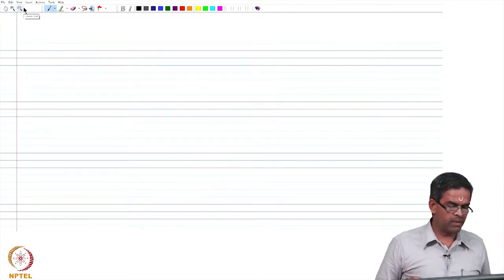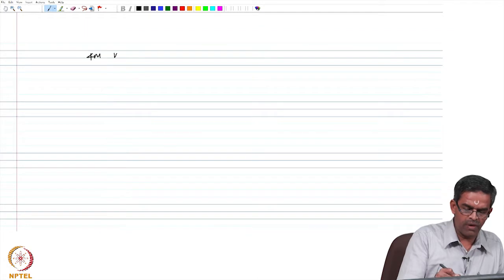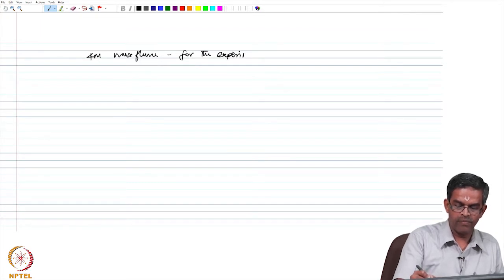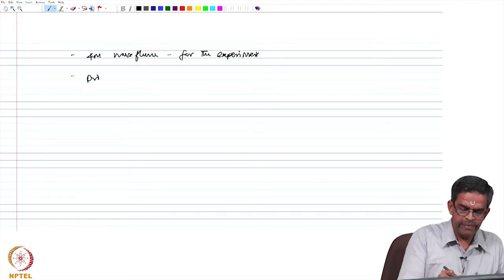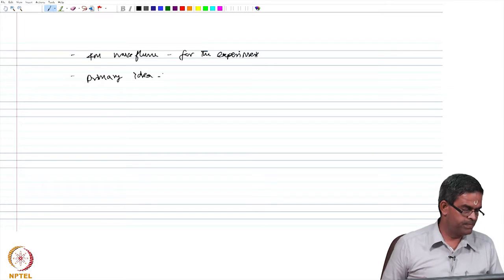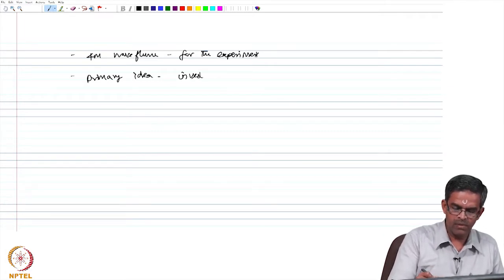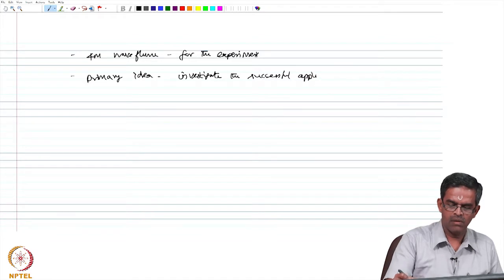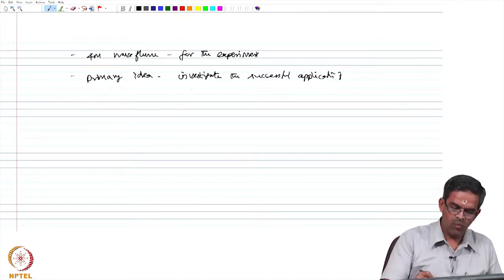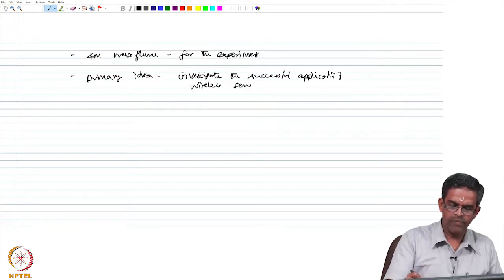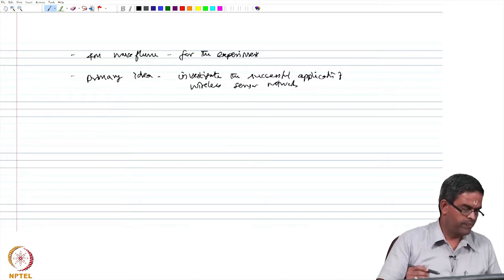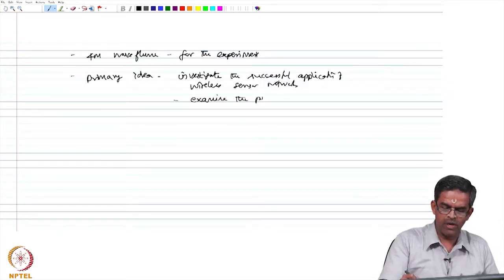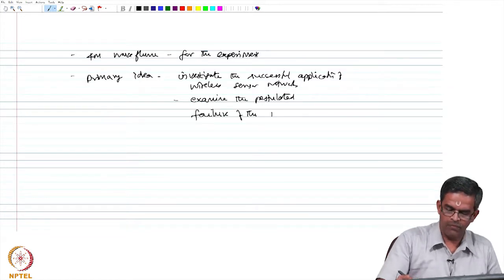Okay. For the experimental investigations, we are going to use a 4 meter wave flume. The primary idea is to investigate the successful application of wireless sensor networking which is going to be useful in examining the postulated failure of the platform.